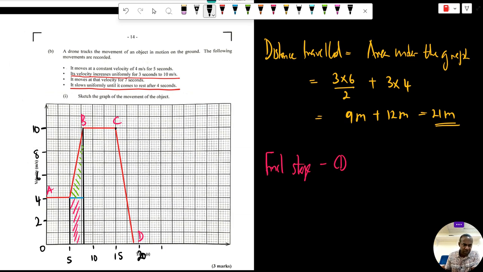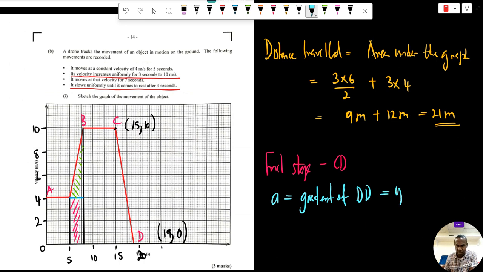Now, what are the coordinates of this point at C? This point will have time value of 15 seconds and a velocity value of 10 meters per second. So essentially, its coordinates are (15, 10). And this point down here, D, would be at time t equals 19 seconds and velocity 0, right? So for the final stage CD, the acceleration a, rather, is equal to the gradient of the segment CD.